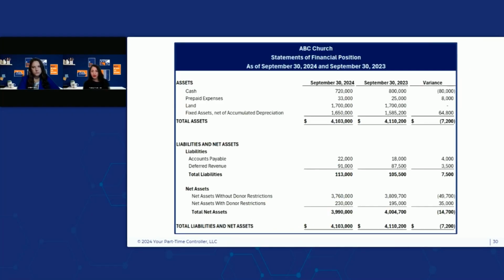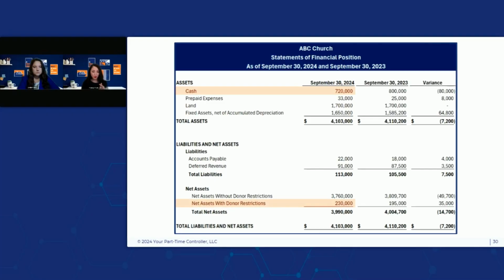All right, so here is a faith-based organization where we are showing the statement of financial position. And as you can see at first glance, we are working here with about 4.1 million, both in fiscal year 24 and fiscal year 23. And as we're looking at their cash amounts, we can see that they have 720,000 available. That's great, but it's not the end of the story.